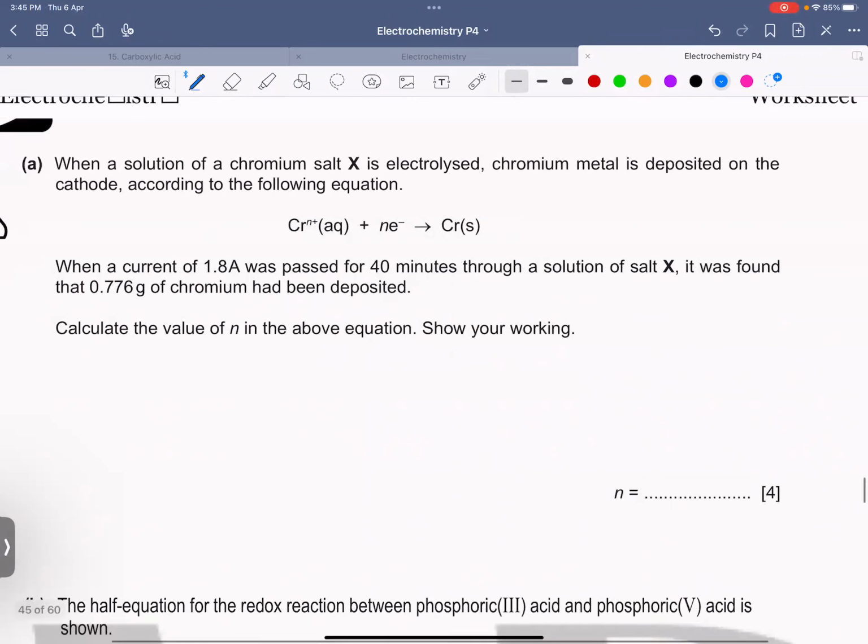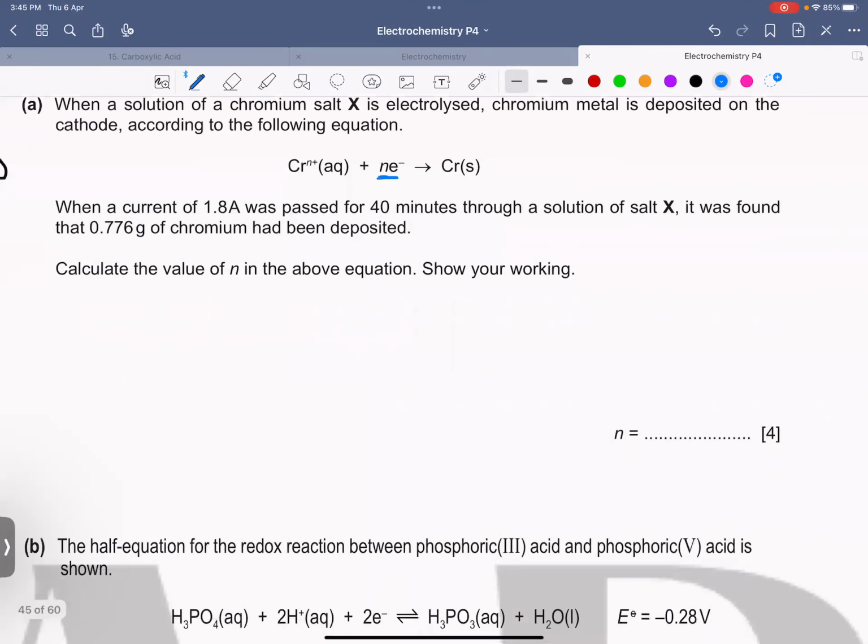Have a quick look. As the equation is given and we don't know the number of electrons over here, we assume that the charge is 96500 coulomb times N, producing 1 mole of chromium, which Ar is 52. And during the experiment, 0.776 gram of chromium is formed. So I have to find the value of X, which is actually the oxidation number of chromium.